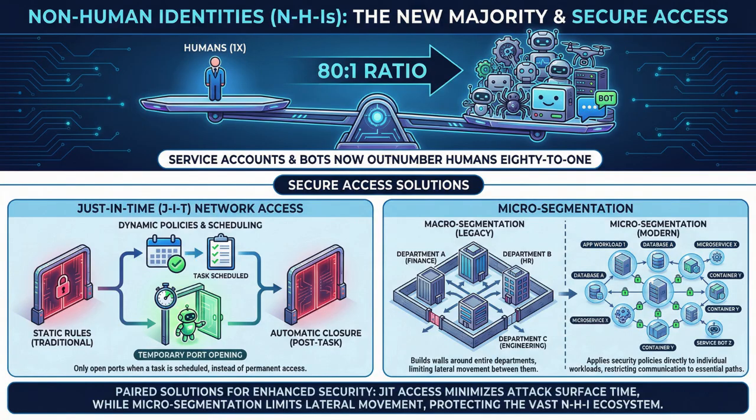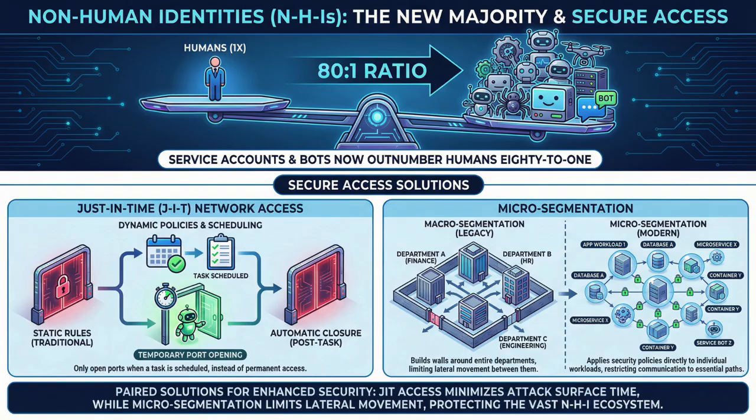This is paired with micro-segmentation. While macro-segmentation builds walls around departments, micro-segmentation applies security directly to individual workloads. For the pros, this means using eBPF to run security logic directly in the Linux kernel with near zero latency. We follow the workload's identity, not its IP address.